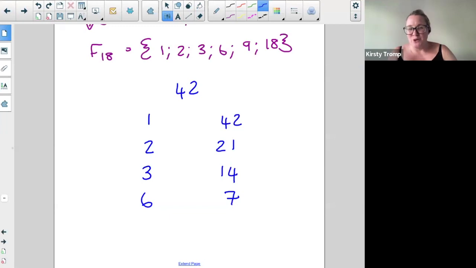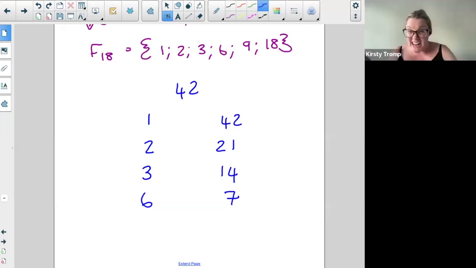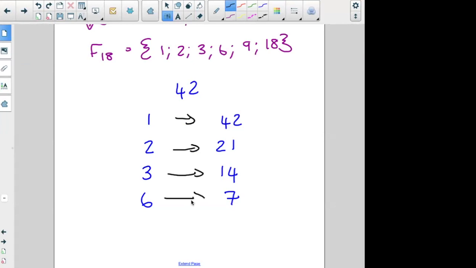Is 8 a factor of 42? No, ma'am. 9? No, ma'am. 10? No, ma'am. And do you want me to teach you the trick here that I've just shown you, Itandile? If you do it this way, by making pairs here, like this, do you see how we make these pairs? Yes, ma'am.